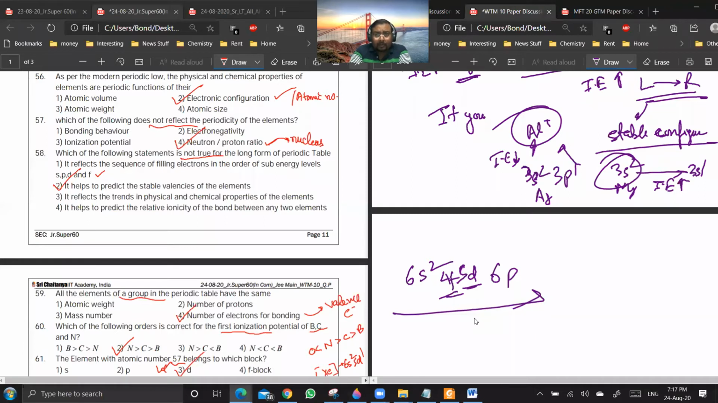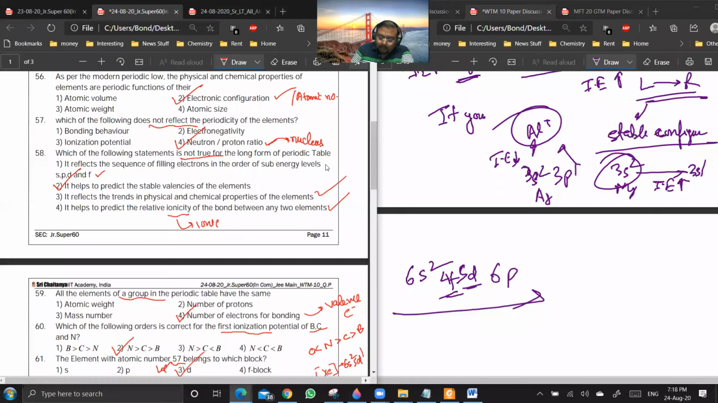So what is relative ionicity of bond between any two elements? Yes, the fourth option, why is it wrong? Fourth option once can you explain? Okay, it is asking which of them is not true. So these are true actually. No, sir. Yes, sir. They are asking not true. This is not true. You cannot predict the stable valences by just looking at the group number.